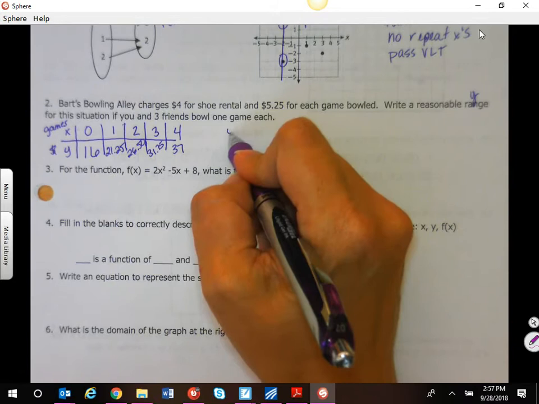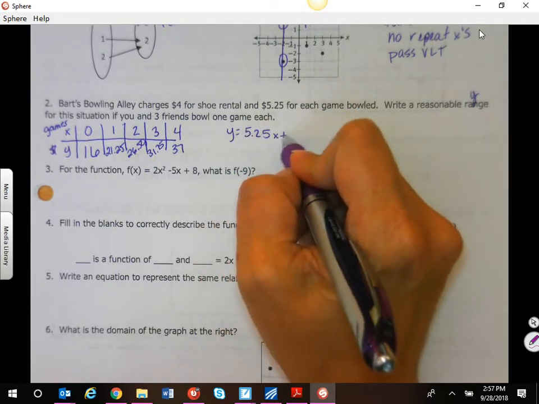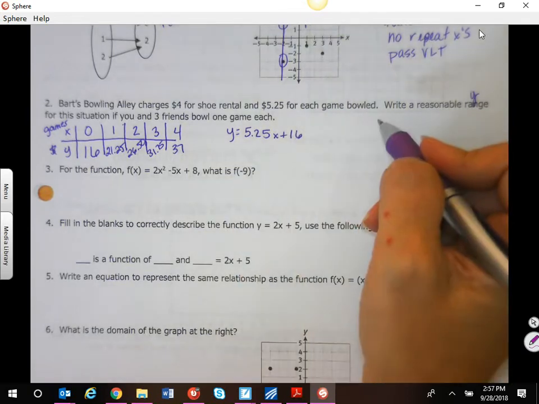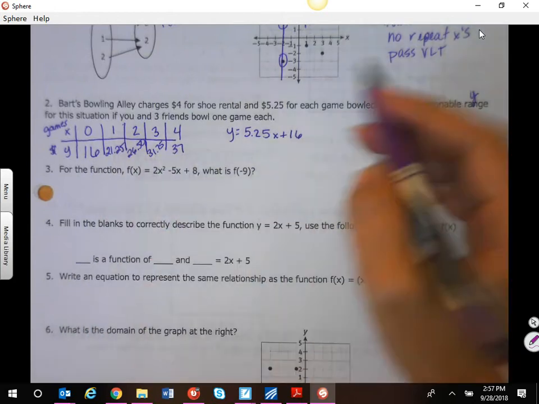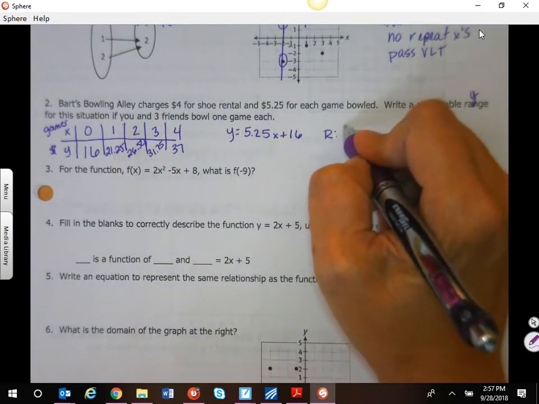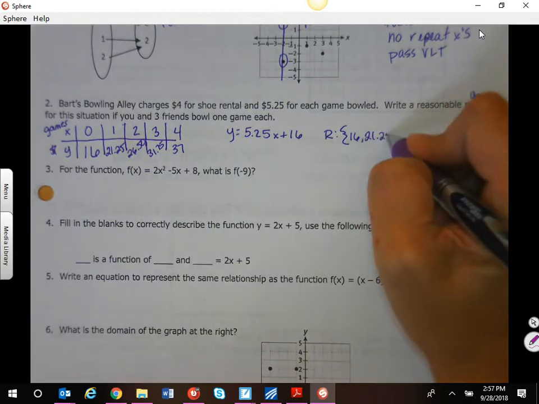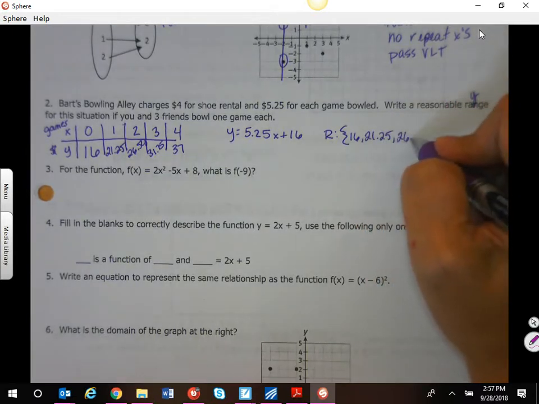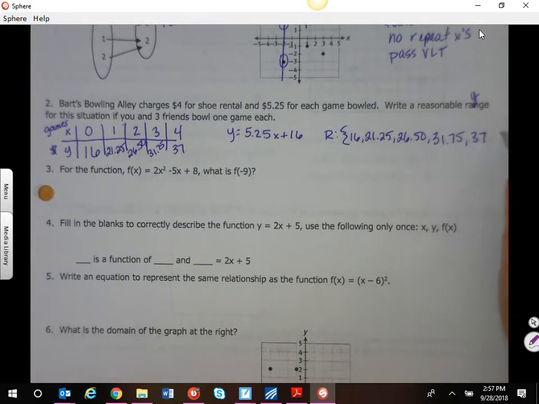If you wanted, we talked about you could write the equation. You could put this into the graph and look at your table also in the calculator. So the range, we're going to list it, is 16, 21.25, 26.50, 31.75, and 37.